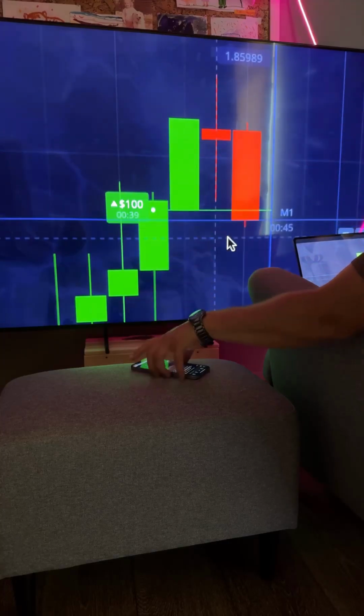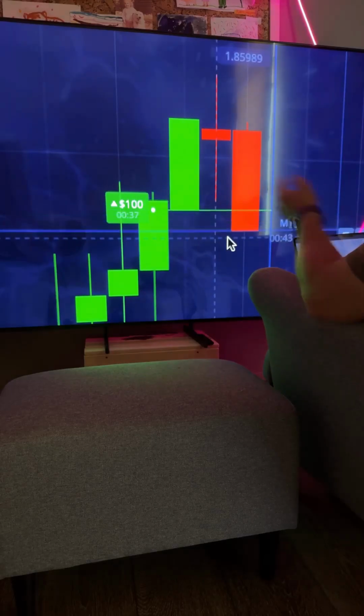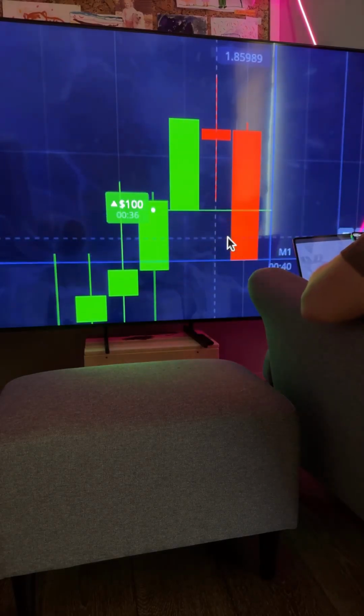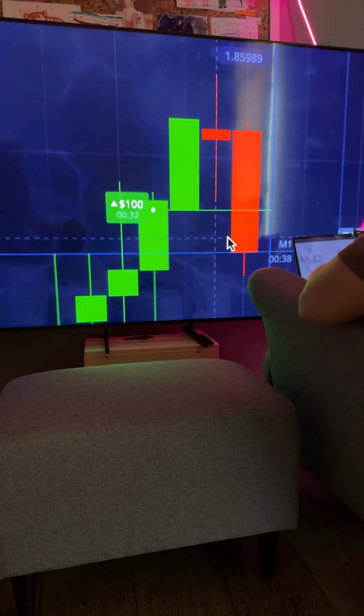Let's see, there are 40 seconds left. The currency pair is getting more volatile. Now the chart has started to jump around. We'll watch carefully.